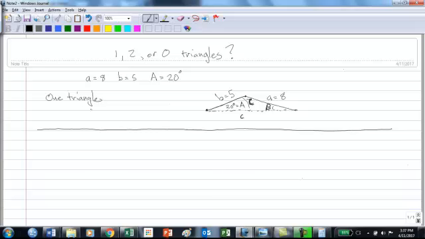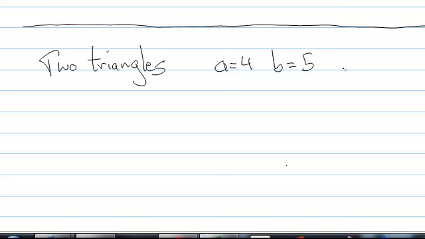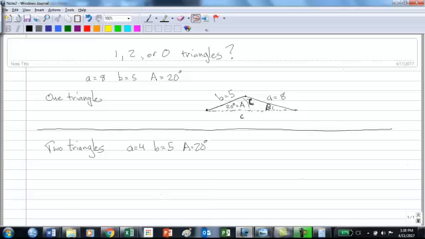Why am I so sure there's one triangle and I'm not using the more rigorous method? Well, here's what two triangles would look like. Just to give you an example, I think that helps to understand this method. For two triangles, I know, for instance, if A equaled 4, and the rest of the information was the same, B equals 5, A equals 20 degrees, we'd get two triangles. How do I know that? Let me draw that out, and you'll see what I mean.